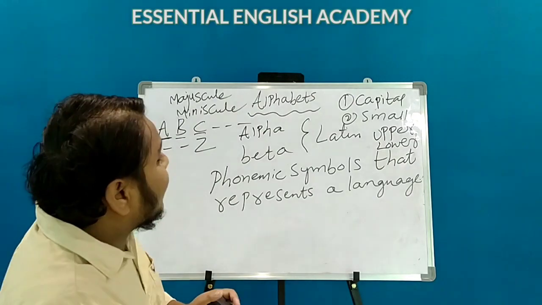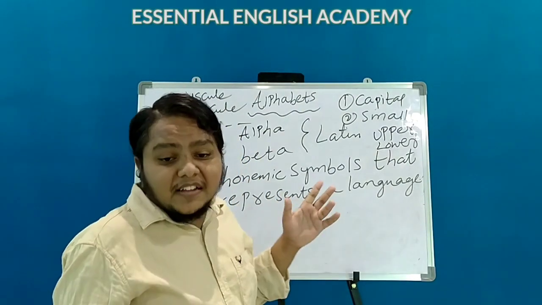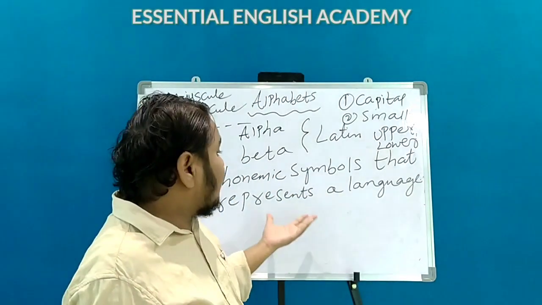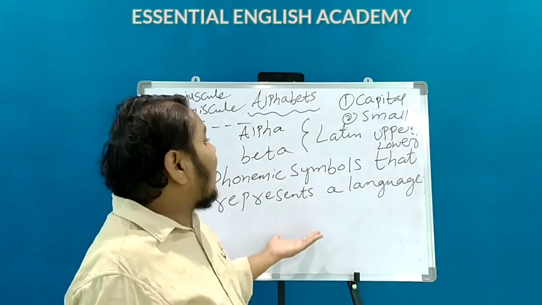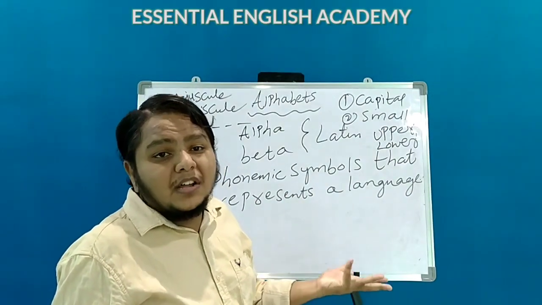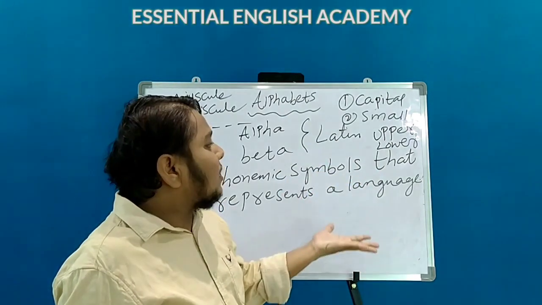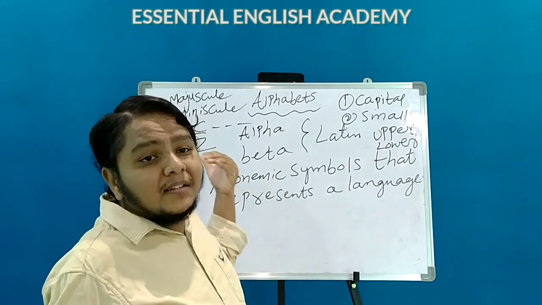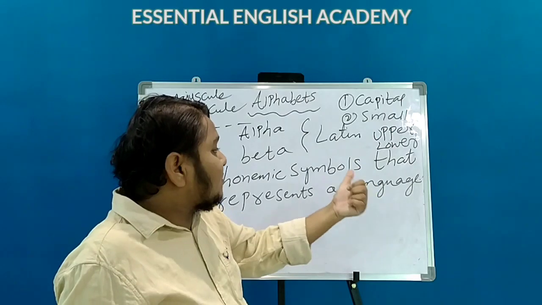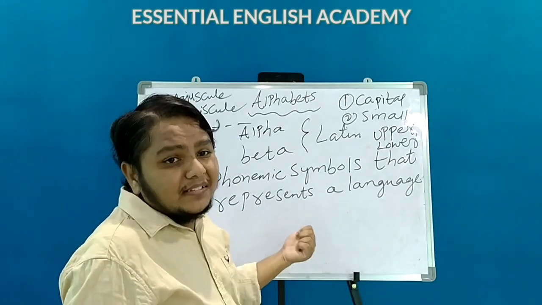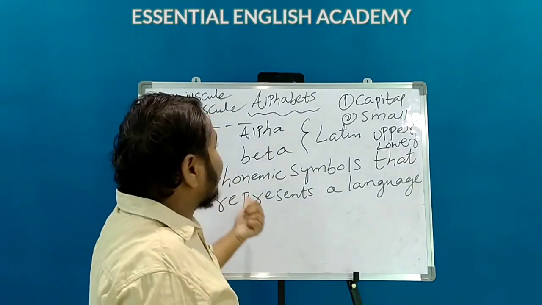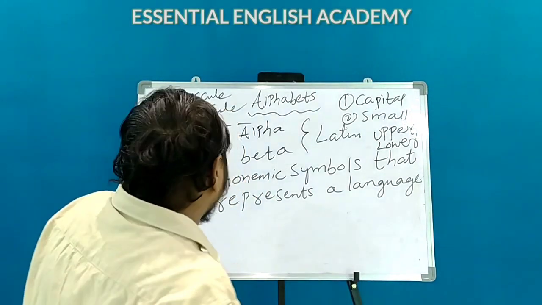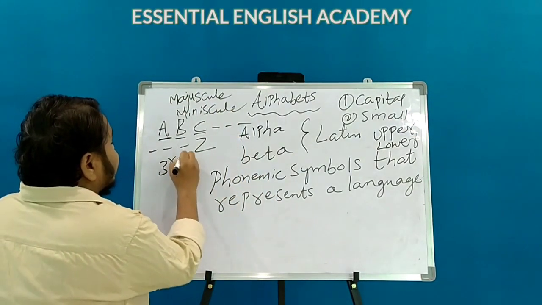So far I have discussed alphabets. The word alphabet has come from two words, alpha and beta. Alphabets are nothing but the phonemic symbols that represent a language. In the English language, we have capital letters and small letters. Capital letters are also called uppercase letters or majusculae, and small letters are also called lowercase letters or minusculae. Alphabets initially came into existence in the 3rd century.